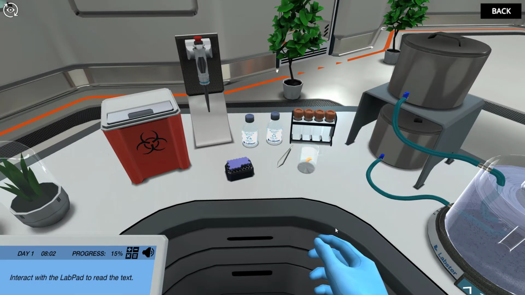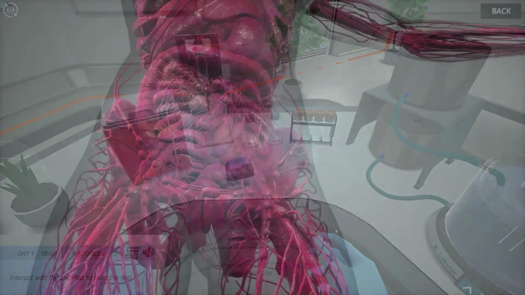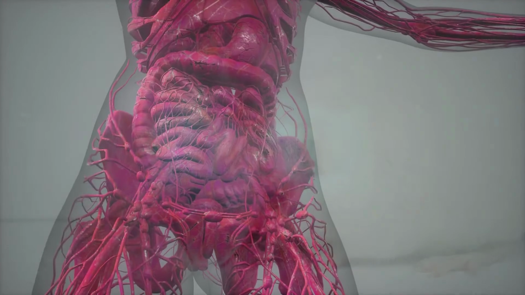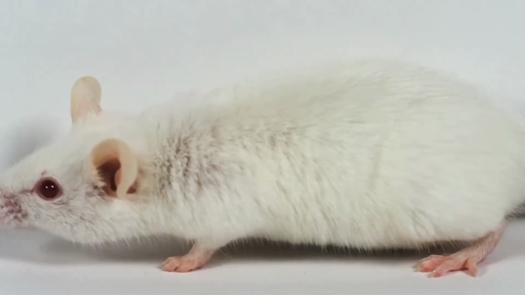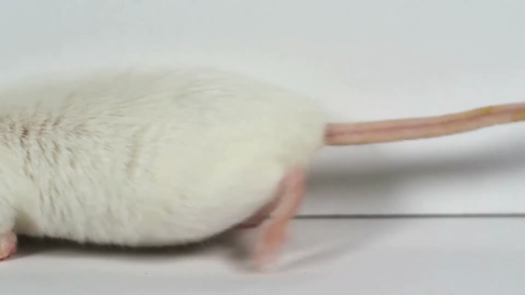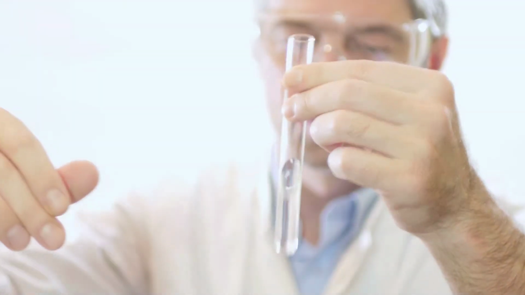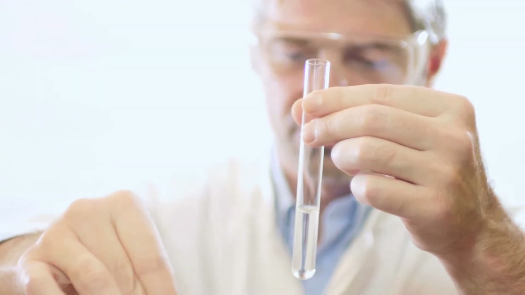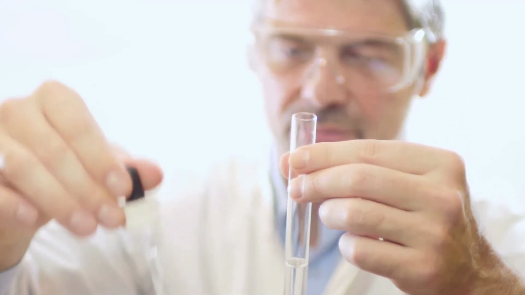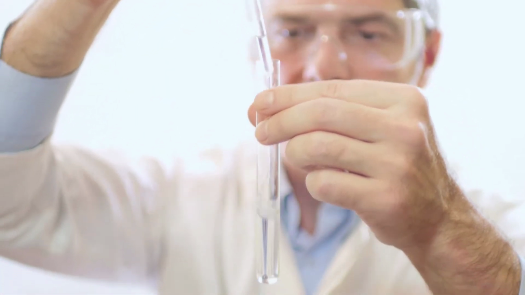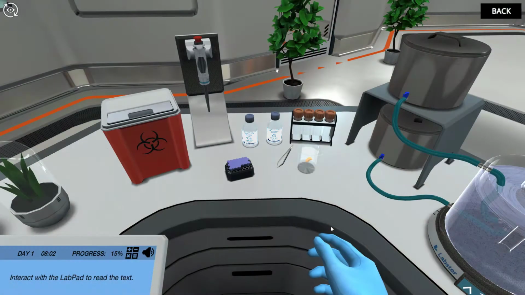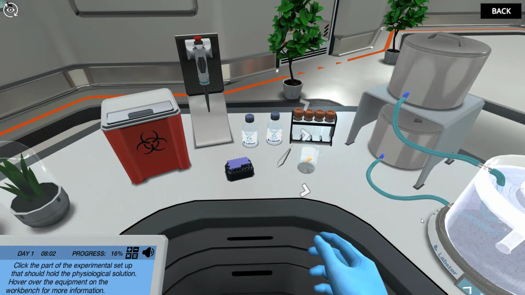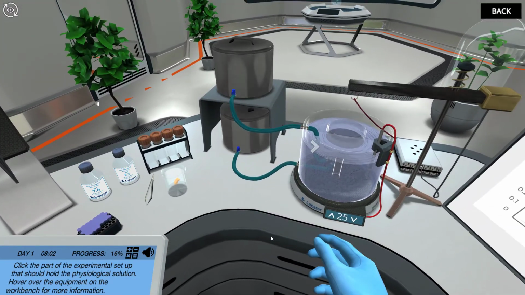Nice. Today, we will focus on the smooth muscle found in the small intestine. But don't worry, we won't use your intestines. We will use an animal model for that, specifically pieces of rat intestine, which contracts in the same way as the human intestine. We need to submerge the rat intestine in physiological solution. During the next tasks, you can hover over pieces of equipment on the workbench to find out what they are called and what they are used for. Click the part of the experimental setup that should hold the physiological solution.